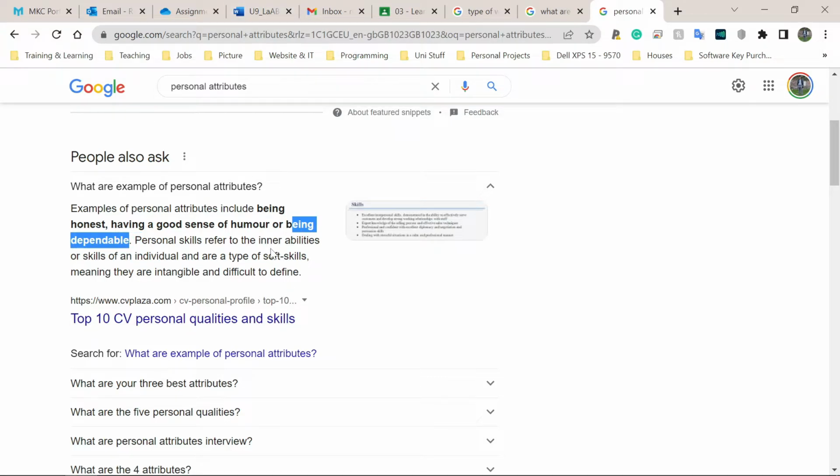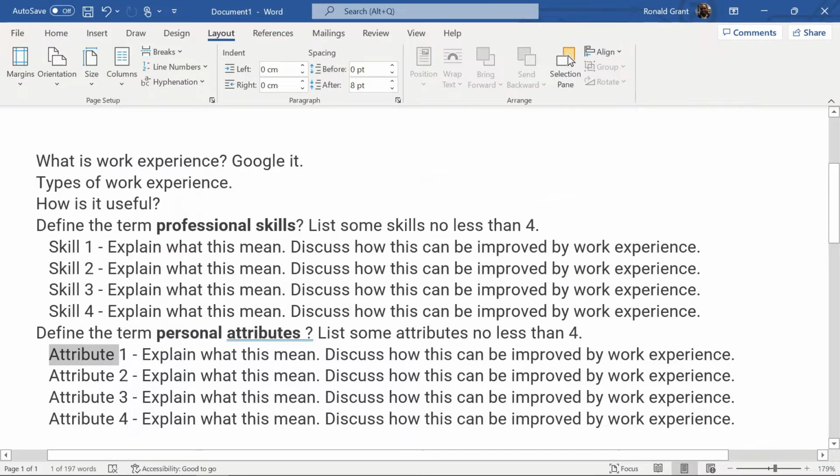What does it mean to be dependable? People can depend on you. When something is asked of you, you can present the information you have, if you have any. When you say you're going to do something, you actually do what you say you're going to do. So explain what it means. And then simply discuss how this can be improved by work experience.